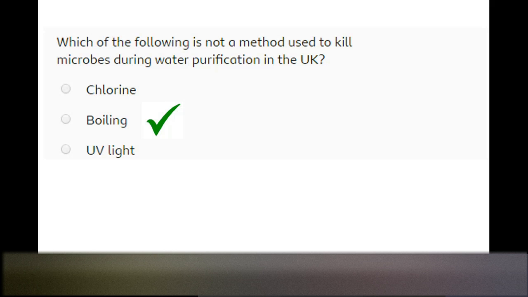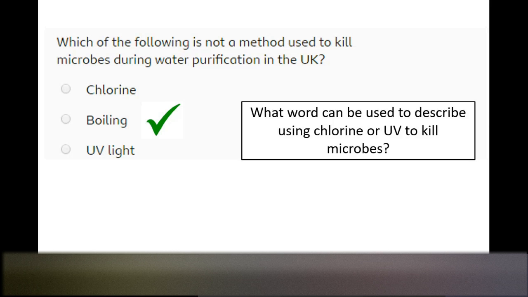Good, I'm seeing some correct answers. So we can't do it on a large scale. Lots of energy will be needed for that. Lots of energy. It's going to be expensive. It needs fuel. Okay, it will need a lot of electricity to heat it. So for that reason, we don't use boiling to kill microbes. We either use chlorine or we use UV, which is ultraviolet. And we're going to talk about that further on today.